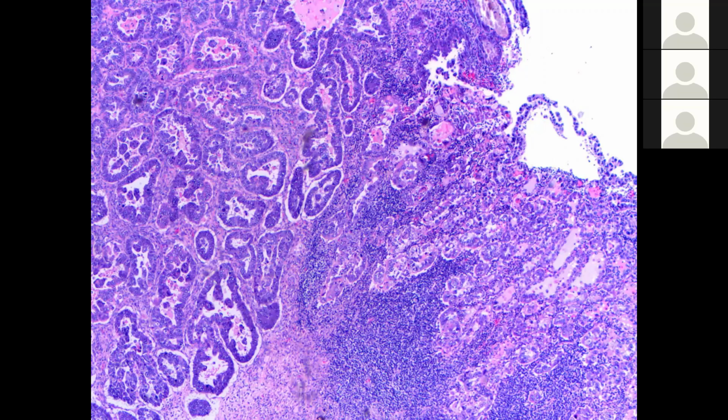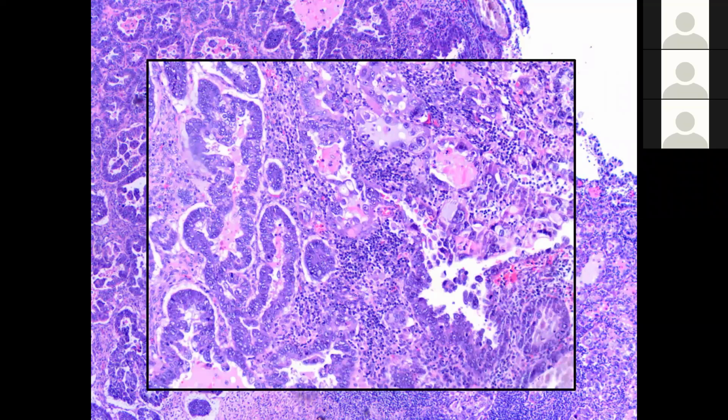Again, very distinct. It's a very small subset of endometrial carcinomas. Again, only important when you have a serous or a second high-grade component. This is high power again. You can really kind of see the difference here and here.